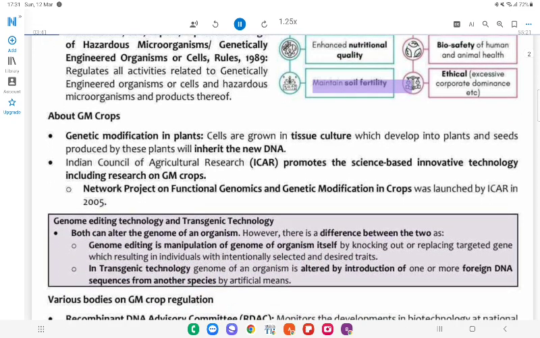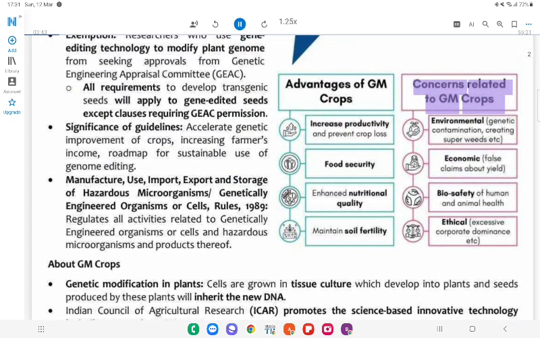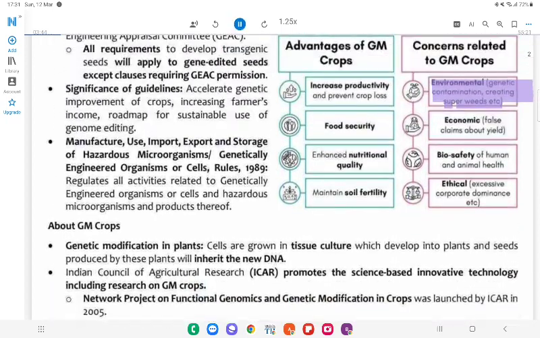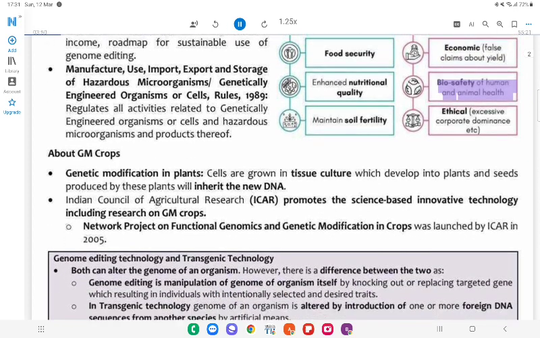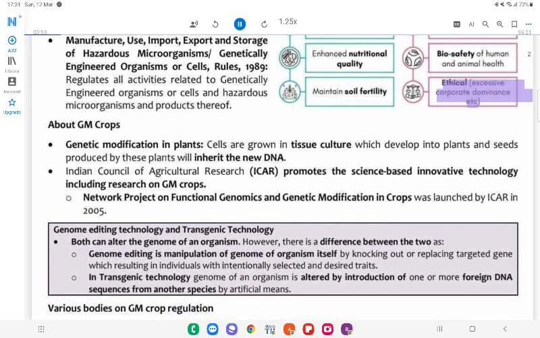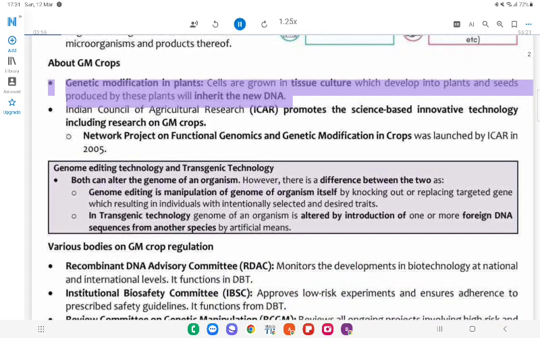Maintain soil fertility. Concerns related to GM crops: environmental, genetic contamination, creating super weeds, etc.; economic, false claims about yield; biosafety of human and animal health; ethical, excessive corporate dominance, etc. In genetic modification in plants, cells are grown in tissue culture which develop into plants, and seeds produced by these plants will inherit the new DNA.